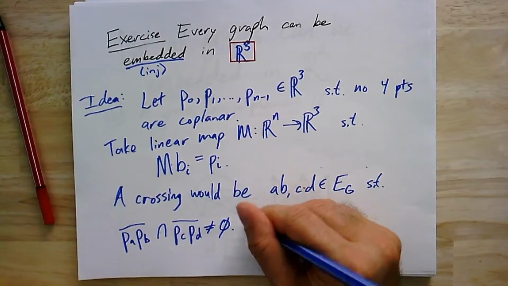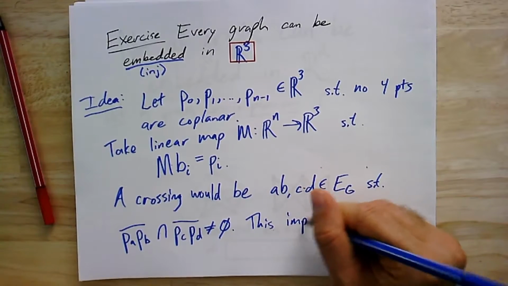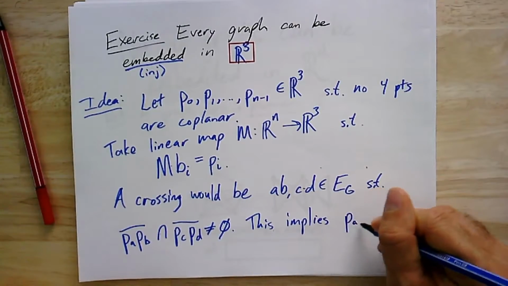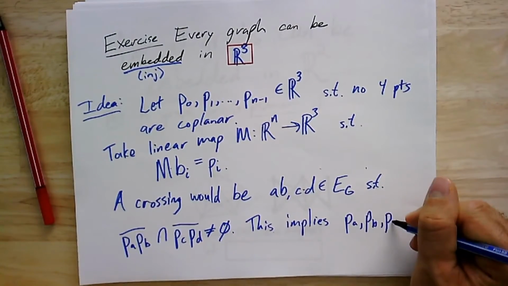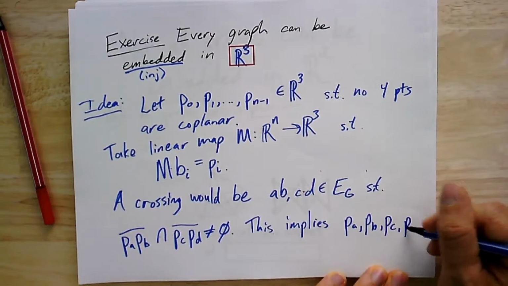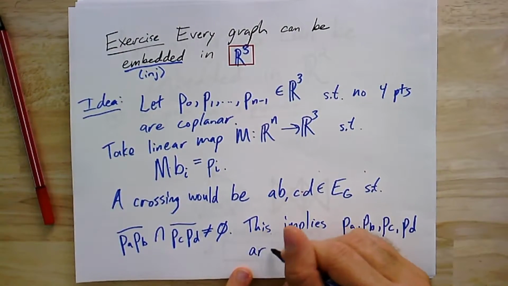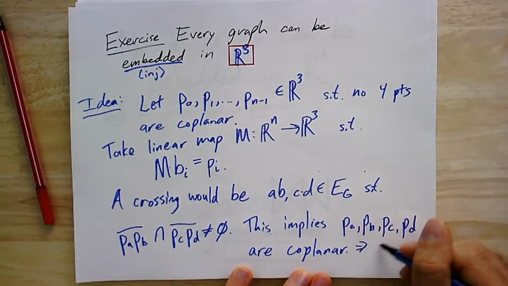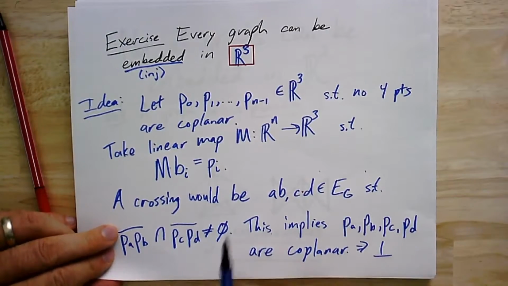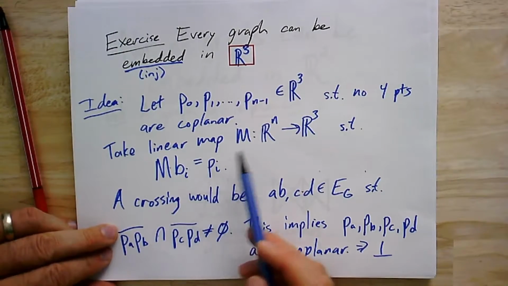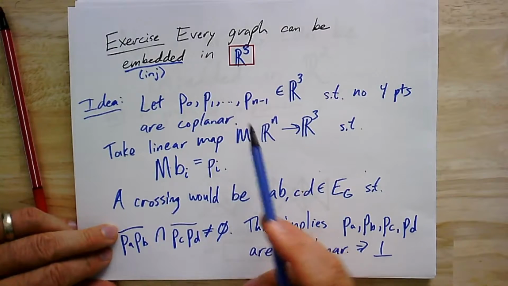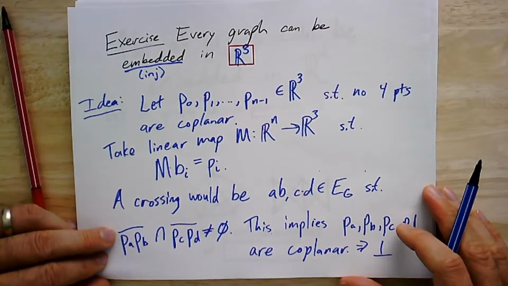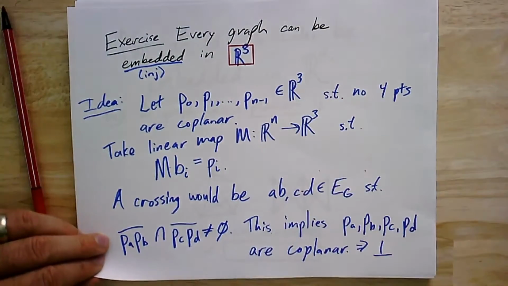But if you have 2 line segments that cross, this implies that these points, PA, PB, PC, and PD, are all coplanar, which we explicitly chose them not to be, right? So that's a contradiction. This implies that really there aren't any crossings, and that this linear mapping we got from just mapping the vertices to these points is in fact an embedding.